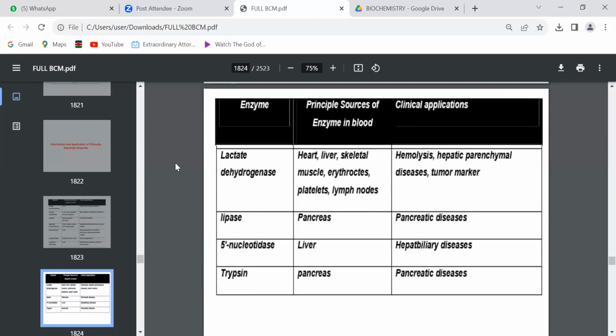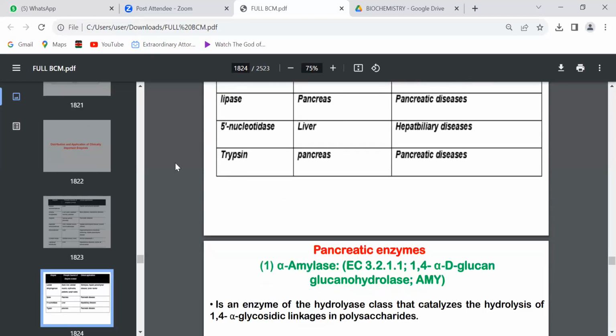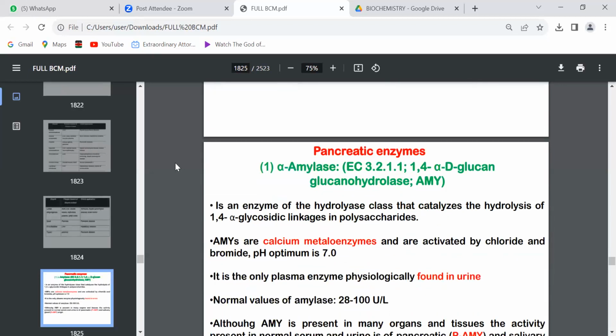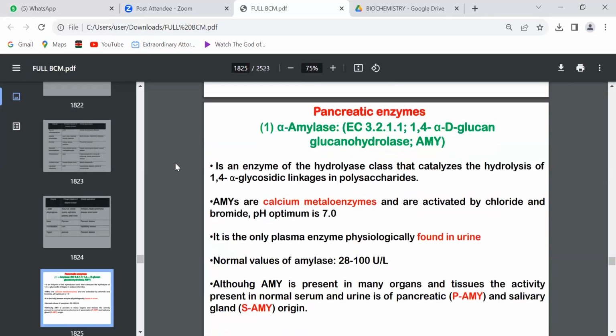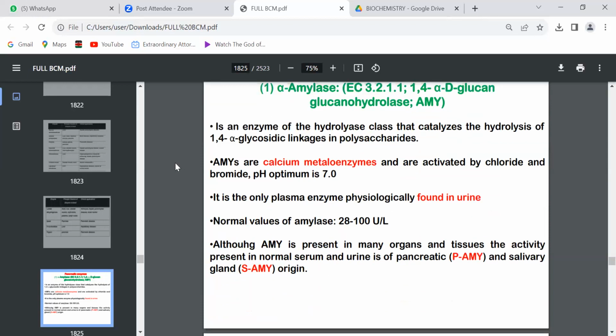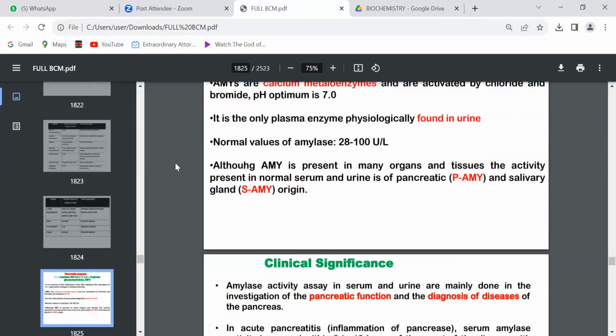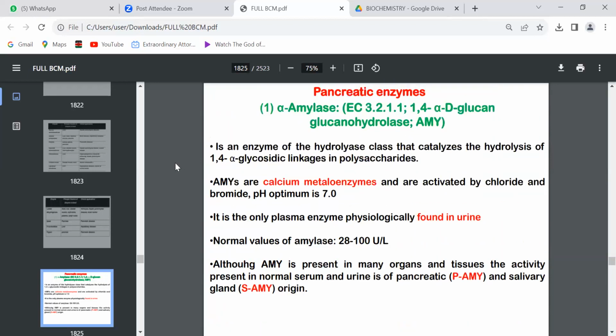So you'd have to look at those enzymes, their sources, and all that. There are some examples here of pancreatic enzymes, those in the liver, and all those kinds of things. So you can just measure the level of those enzymes. If it's high, if it's low, you can tell exactly what the issue is. For example, for alpha amylase, the normal values are between 28 and 100 units per liter.